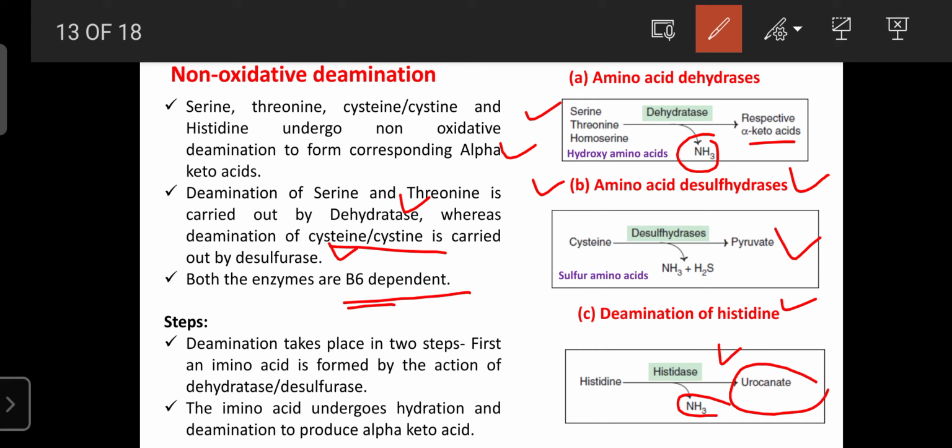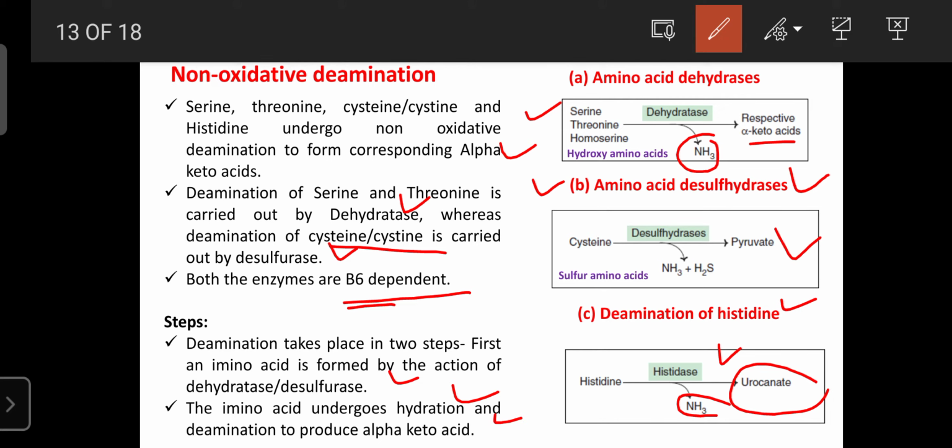Regarding the steps of non-oxidative deamination, the deamination takes place in two steps. In the first step, the imino acid is formed by the action of these enzymes, the dehydratase, desulfhydrase and histidase. In the second step, these imino acids undergo hydration and deamination to produce an alpha keto acid.